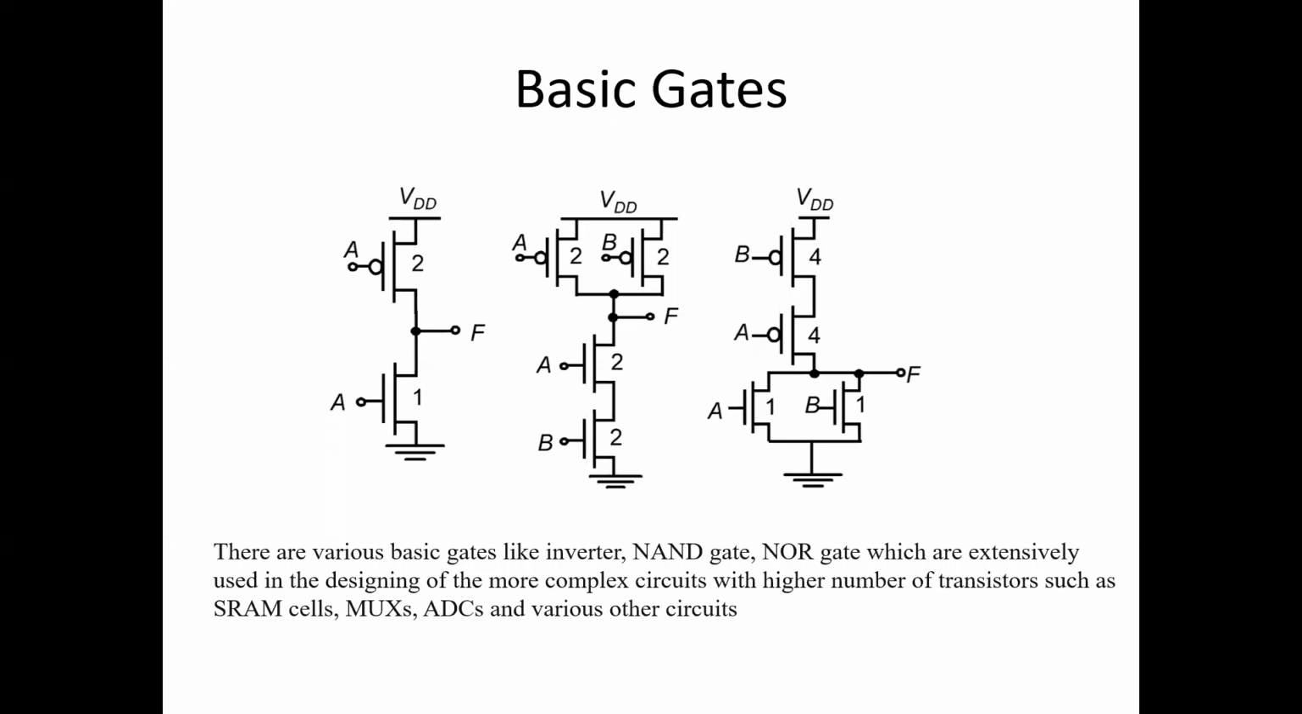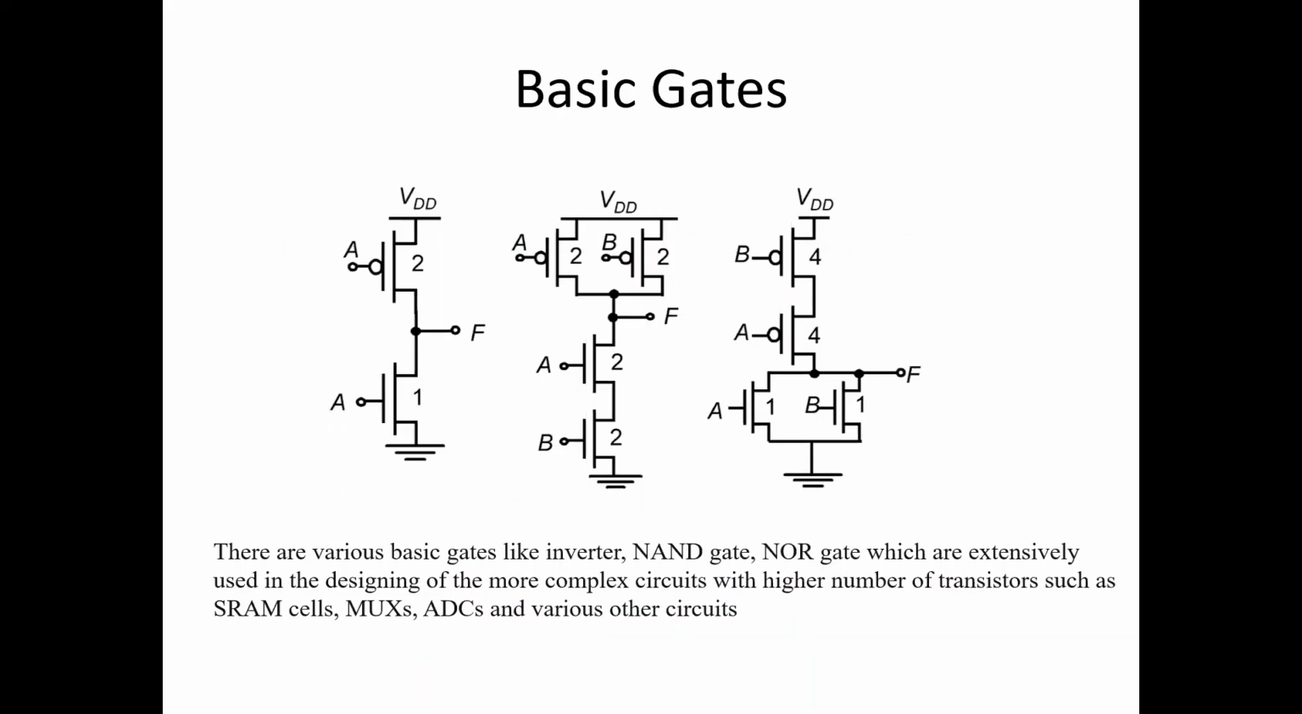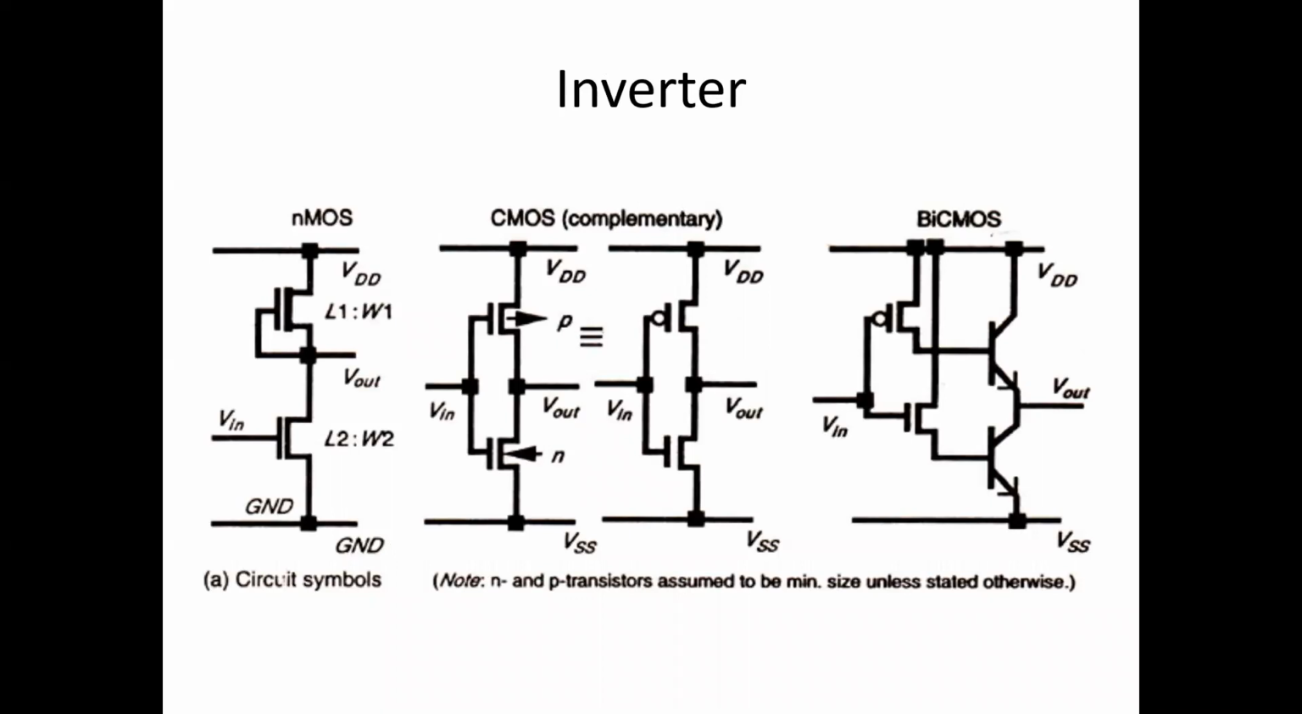Now let us go into the next topic, that is the basic gates. The basic gates are the NAND gate, NOR gate, and the inverter, which are used in designing complex circuits such as SRAM, MUX, analog to digital converters, and various other circuits which will be used in the ICs. First one, coming to the inverter.